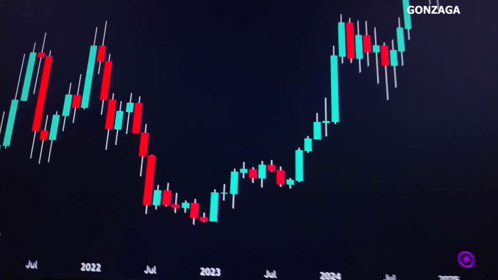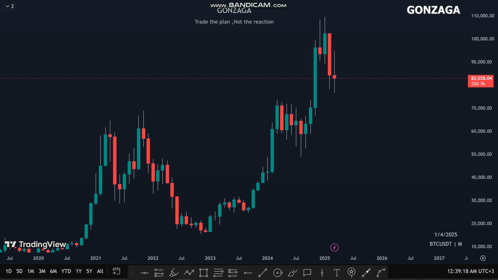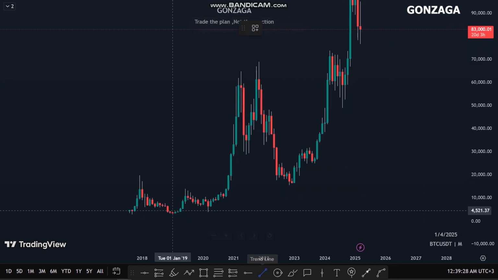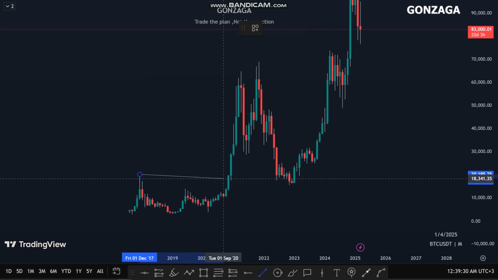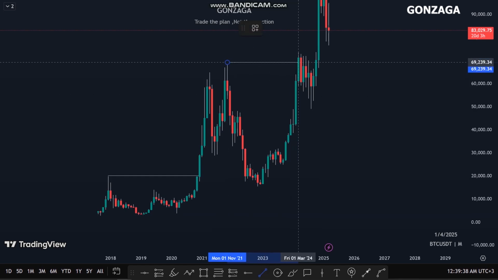Okay, so let's go to the chart. This is the chart of BTCUSD and I'm in the monthly time frame. If you look at BTCUSD, it has been buying ever since, doing what we call a breakout structure to the upside.